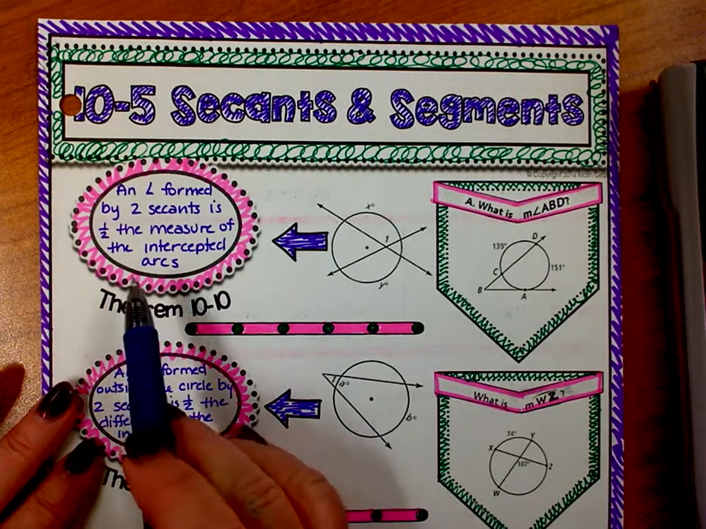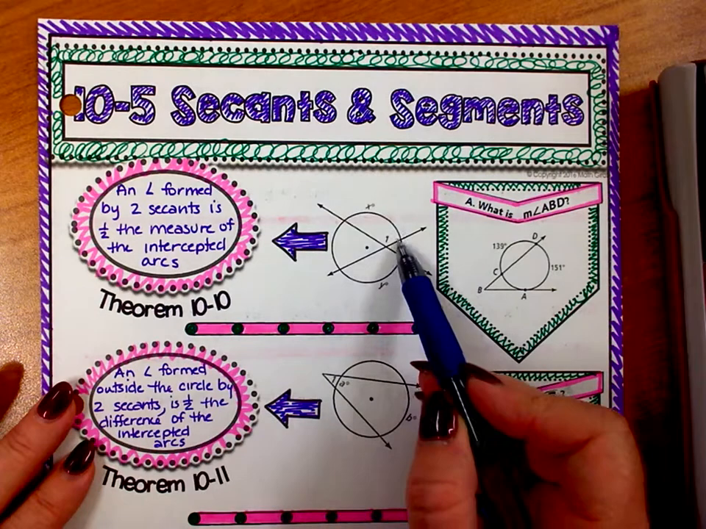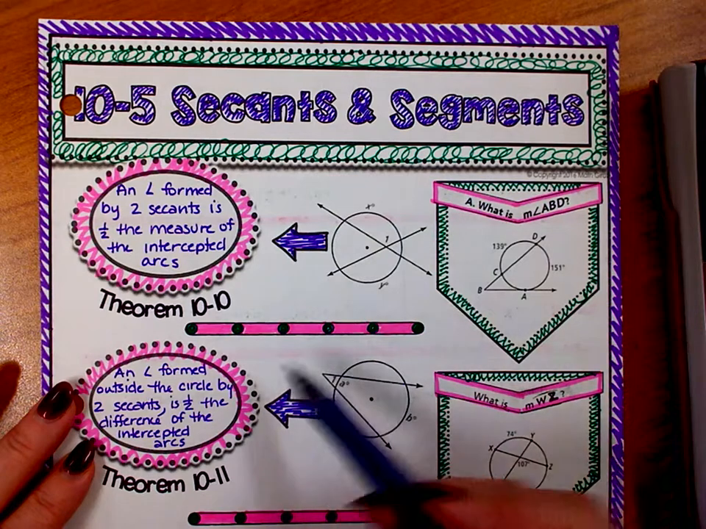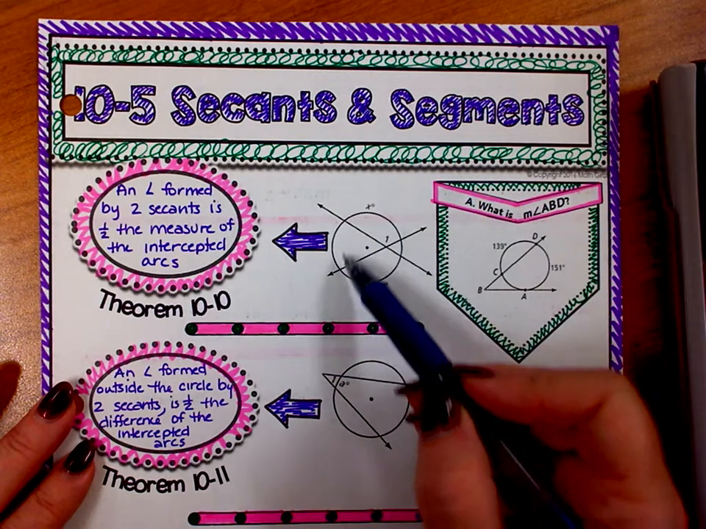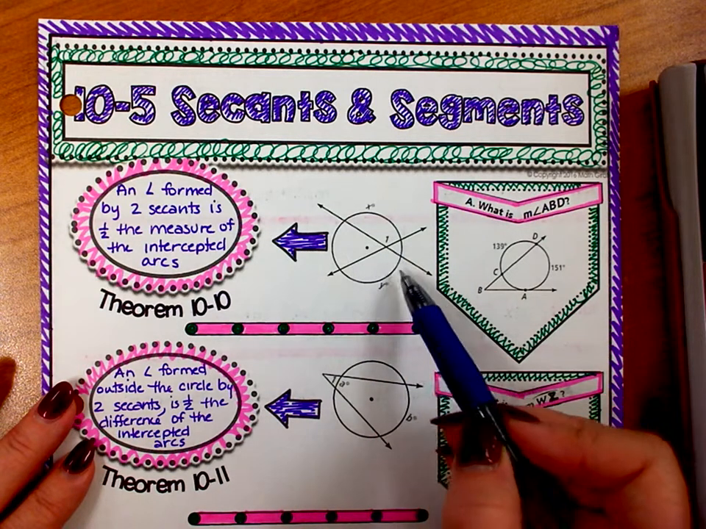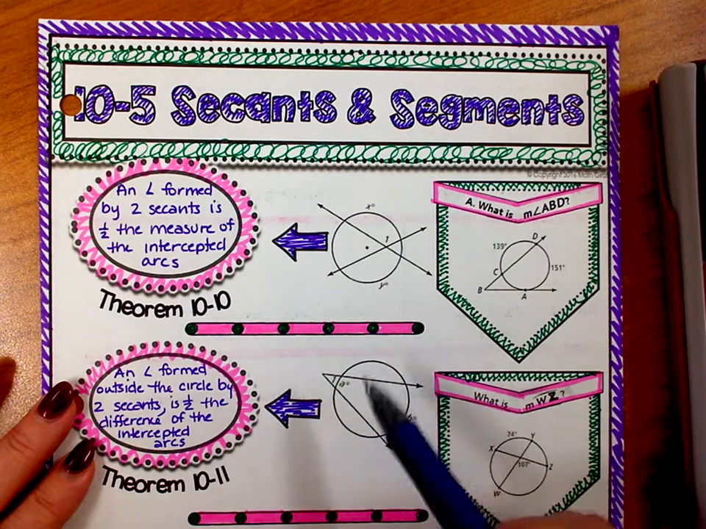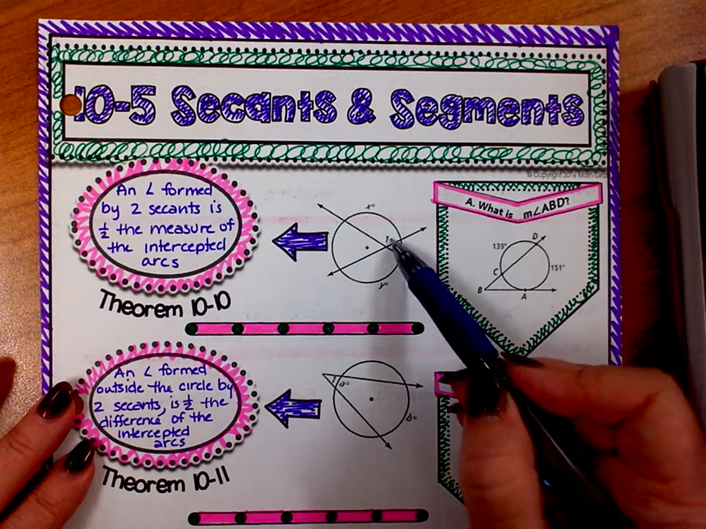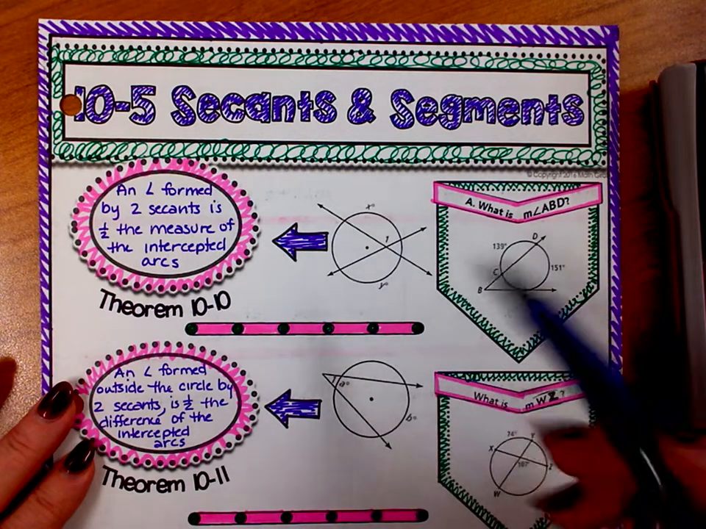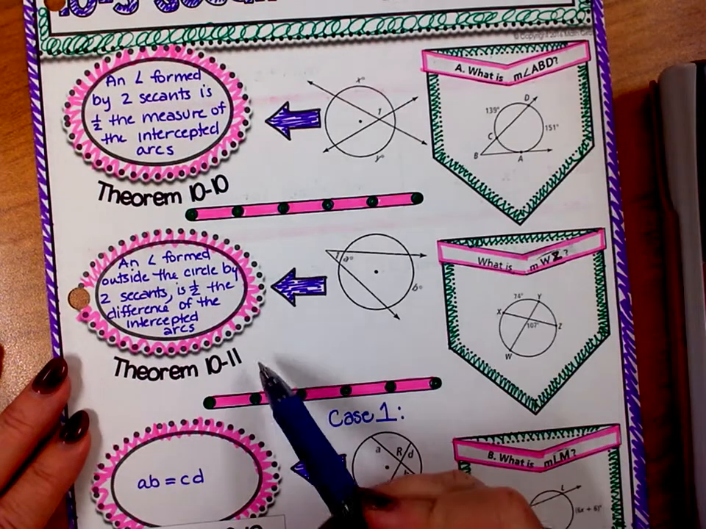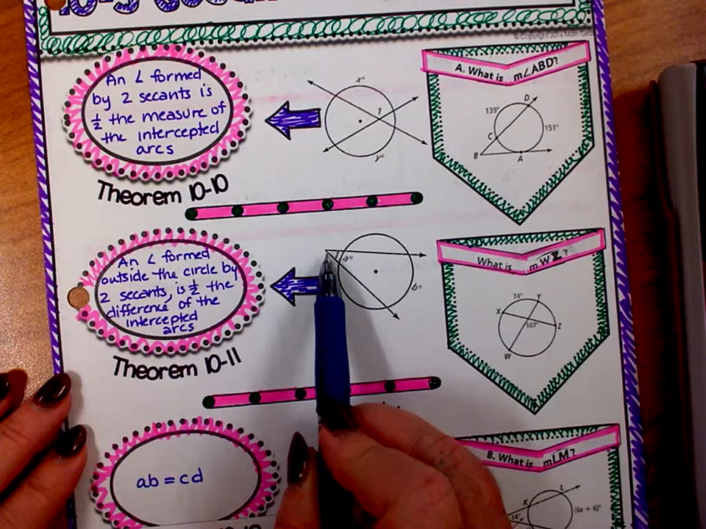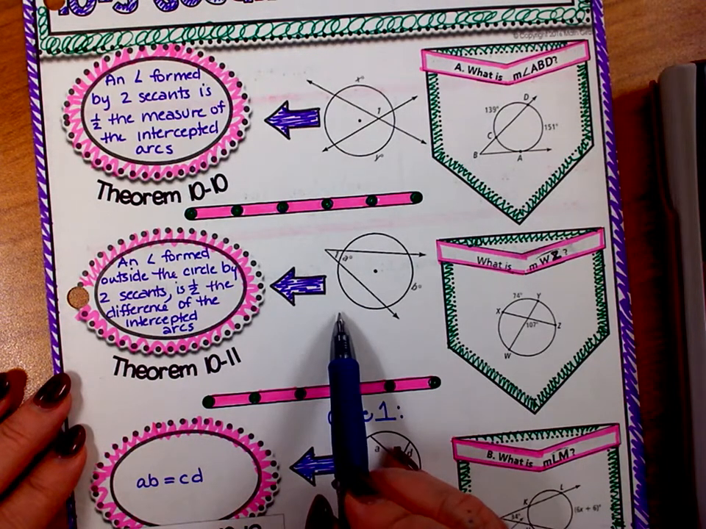An angle formed by two secants, like angle 1, is half the measure of the intercepted arcs. The intercepted arcs from these two secants, from this angle, are this arc X and this arc Y. So in order to figure out the angle measure, we would add these together and take half.